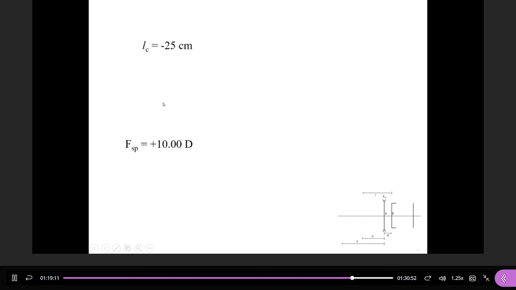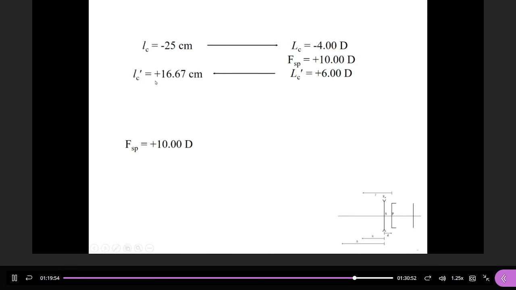I created 2 columns here. The distance is the same, so that's why you get the same object vergence. And then for the lens, the FSP, instead of -10, this is +10. Because this is a hyperopic patient, that's why the L', instead of negative, is positive. So that means the image is not forming on the left-hand side, but on the other side, for hyperopic patients, because the image has to be directed to the far point of the patient. And so this L', you can convert it back to the distance. So it's about 16.67 centimeter behind the lens.